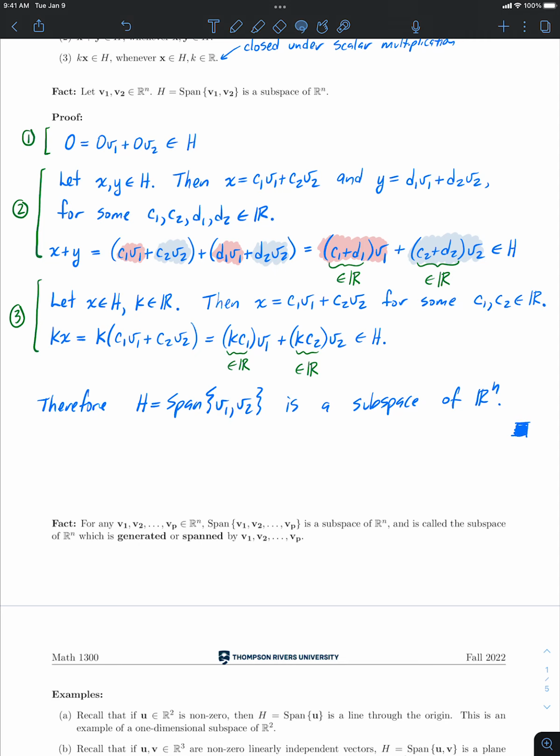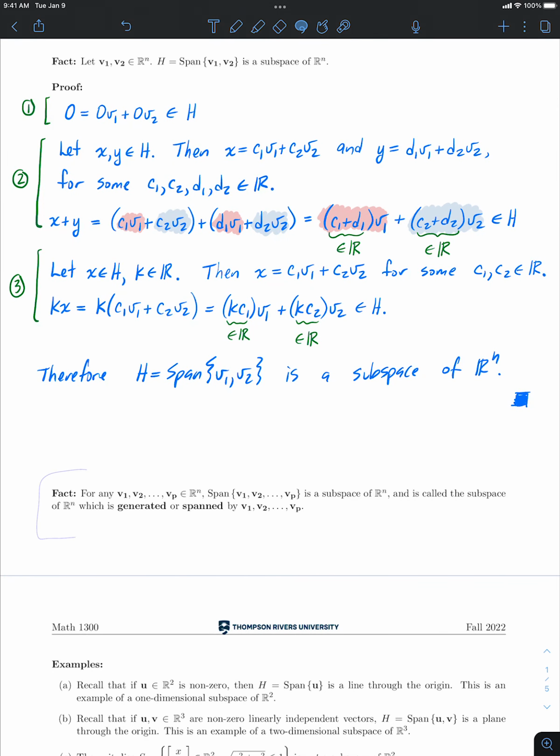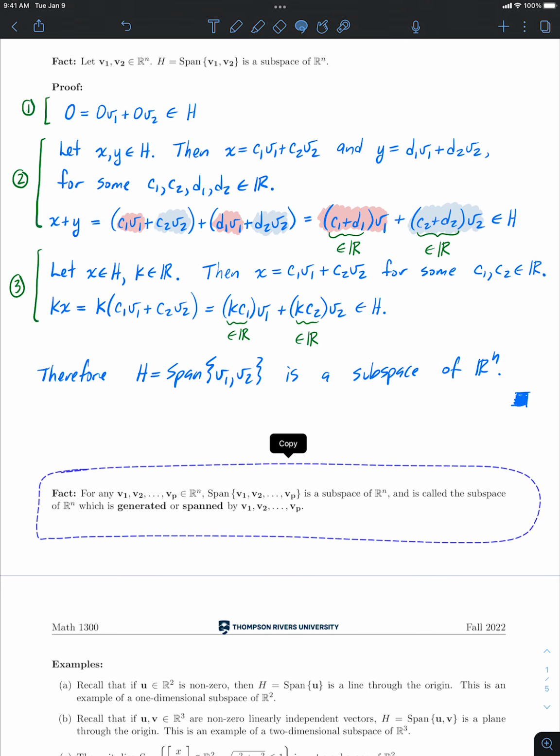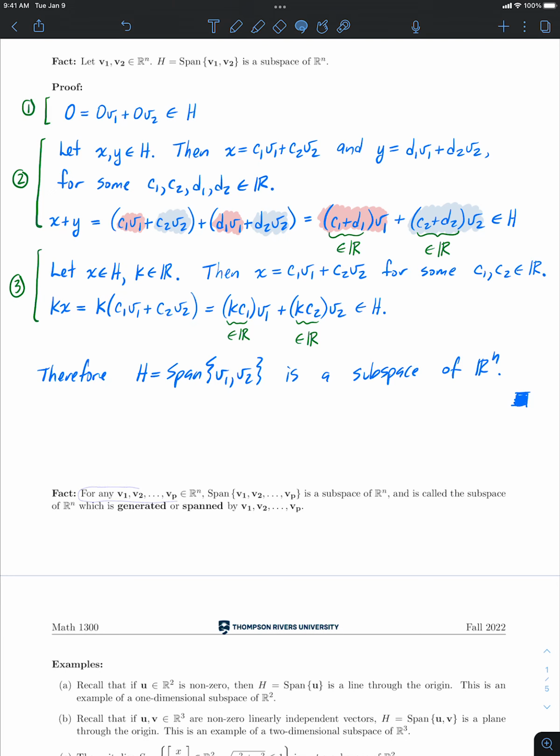Okay, so I mentioned that this argument generalizes, and this fact is going to do the work there and make that clear. So how does this generalize? So here's the fact. If you start with any list of vectors in Rn, notice it's not just two vectors, V1 and V2 anymore. It's an arbitrarily long, finite list. There could be many. P could be like 50 or 1,000, right? P could be huge. But if you have a list of vectors in Rn and you take their span, so that means, in other words, you're taking all the possible linear combinations you could form with those vectors. And if you have a lot of vectors, then there's going to be a lot of linear combinations that you can form. But when you put those together into a set, you're going to get a subspace of Rn. That's what this fact is saying.